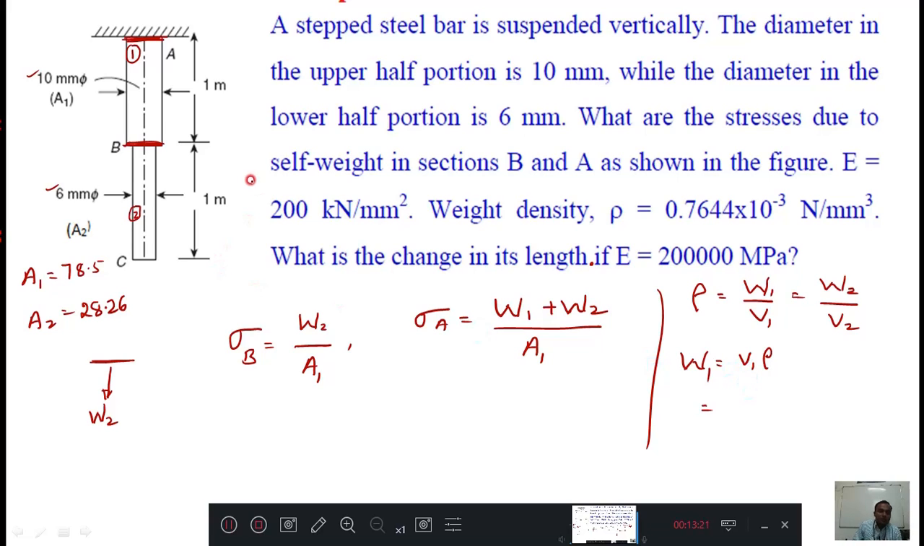V1 is the volume of the first bar, that is area into length. Area is 78.5 mm square into length 1 meter, which means 1000 mm, into the density given, 0.7644 into 10 raised to minus 3 Newton per mm cube. Therefore 78.5 into 1000 into 0.7644 into 10 raised to minus 3. This weight W1 I got is 60.00 Newton, only this much.